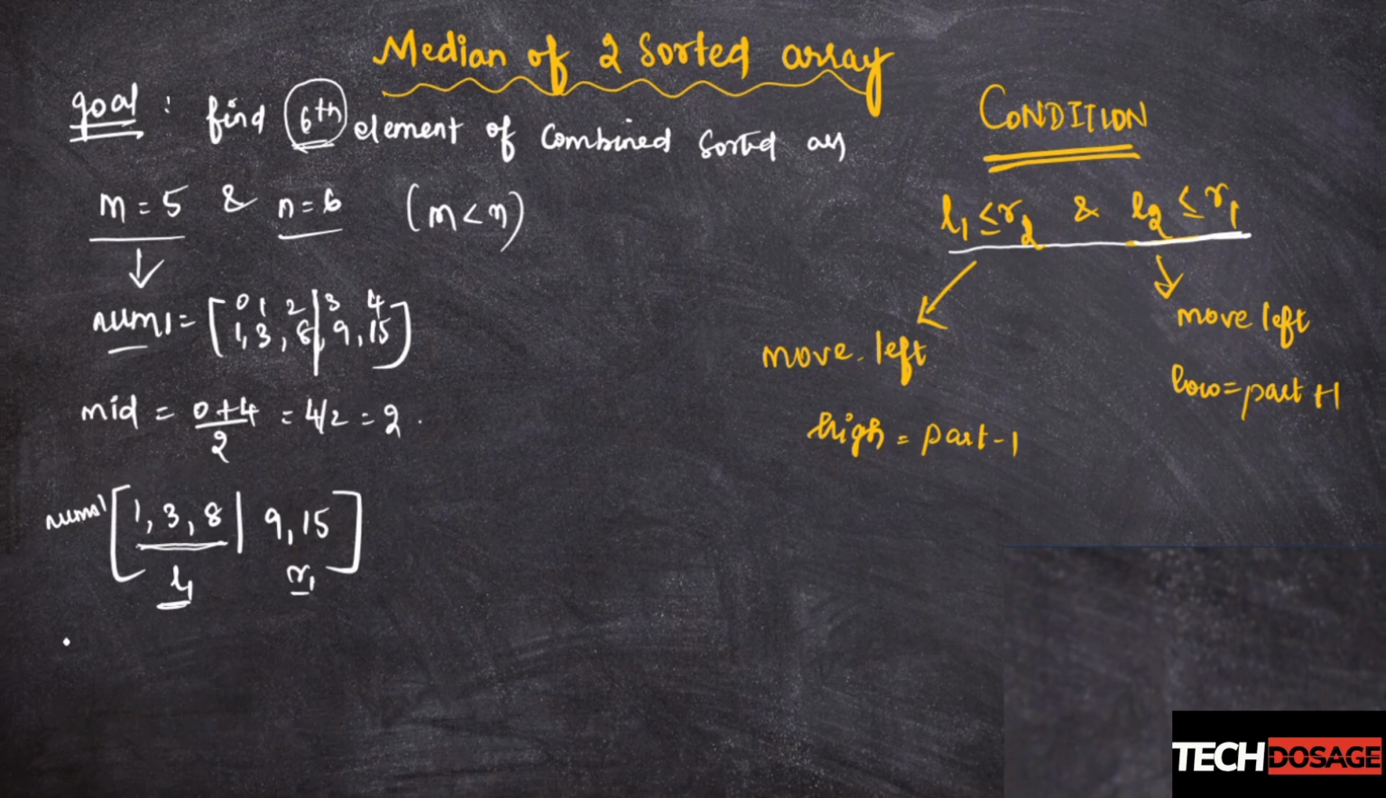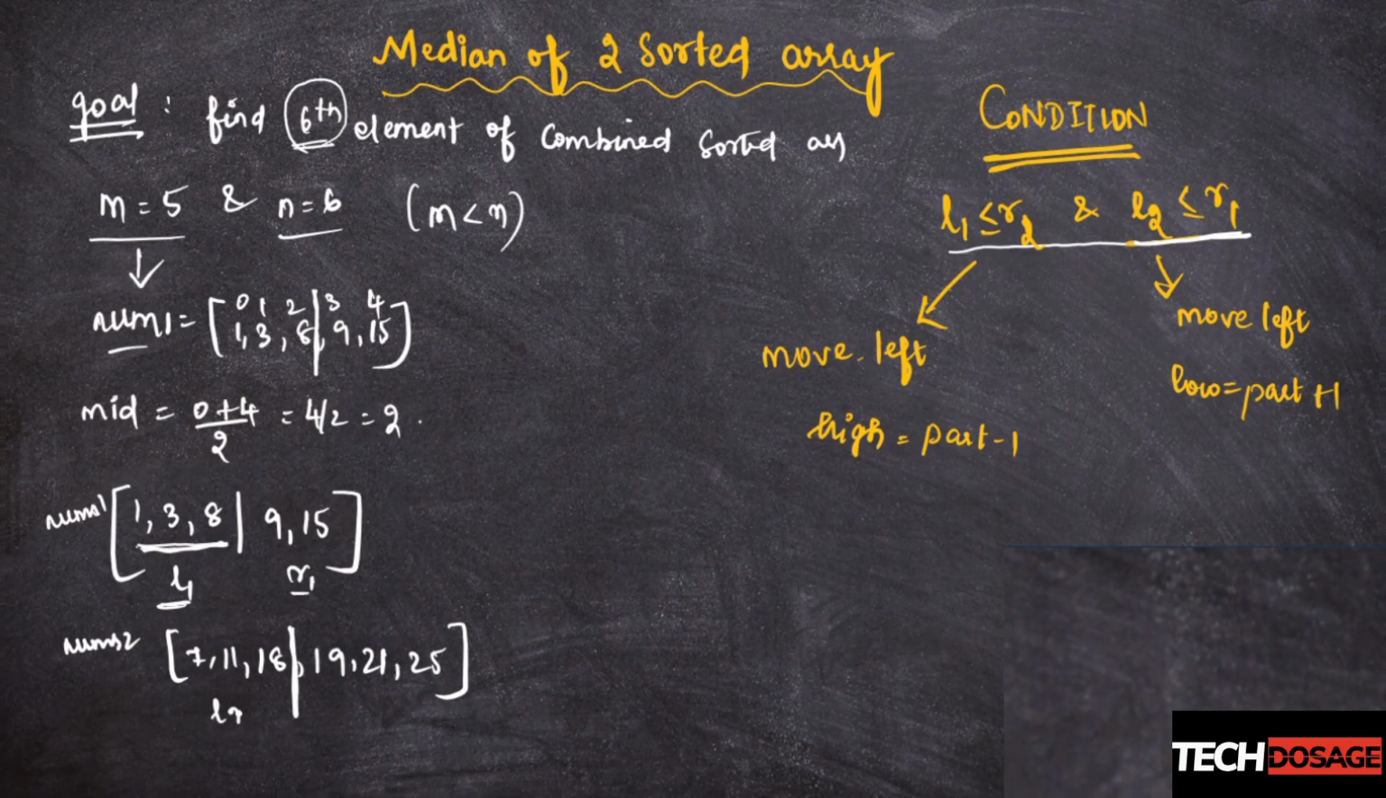See, this is the second array. The second array would be something like this: 7, 11, 18, 19, 21, 25. I have 3 elements from nums 1 and I need 3 more elements. So I'll take 3 more elements. I'll make a partition after the third element of the second array.